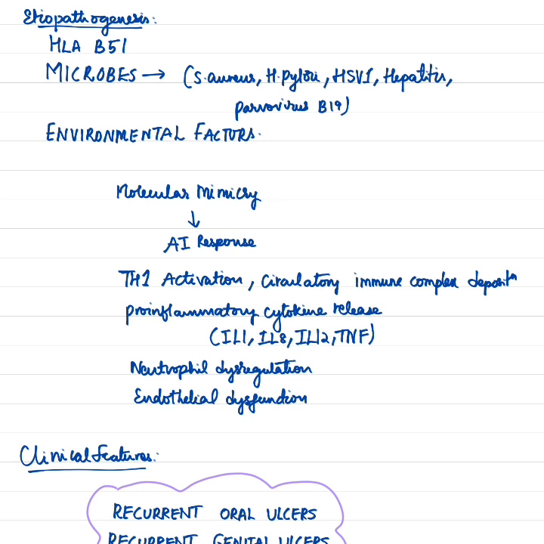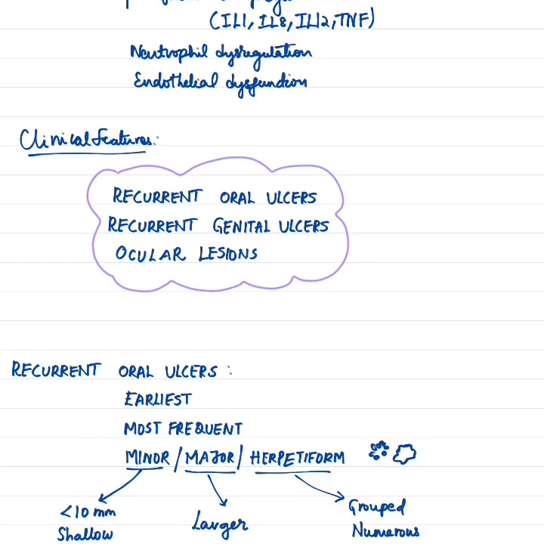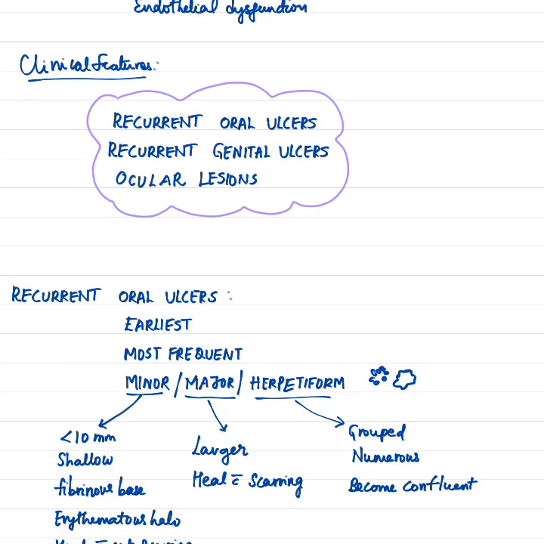All in all, there is Th1 activation with circulatory immune complex deposition, as well as the release of pro-inflammatory cytokines such as IL-1, IL-8, IL-12, and TNF-alpha. Also, there is neutrophilic dysregulation, hence it is a neutrophilic dermatosis, and there is endothelial dysfunction. Coming to clinical features, there is a classical triad of recurrent oral ulcers, recurrent genital ulcers, and recurrent ocular lesions.